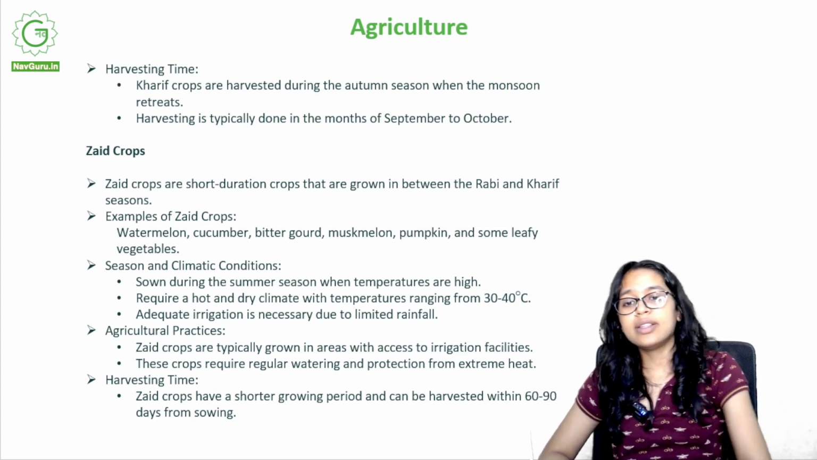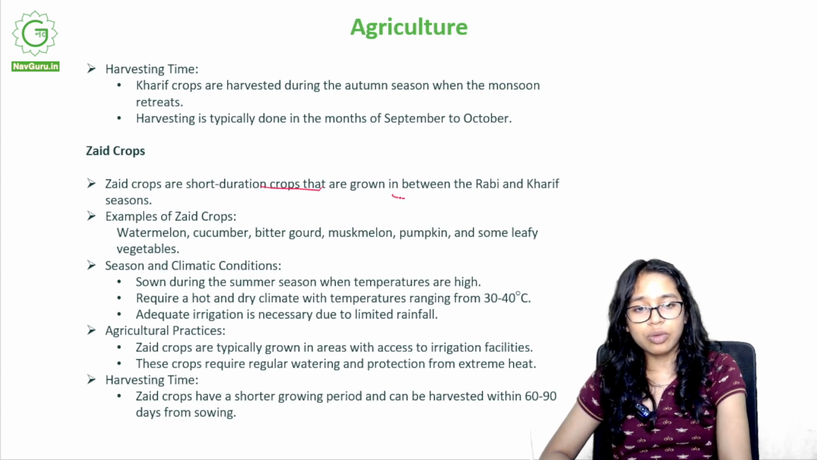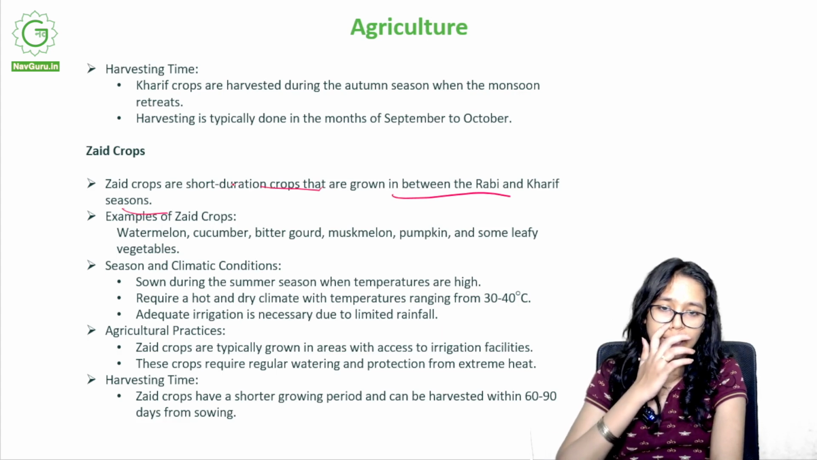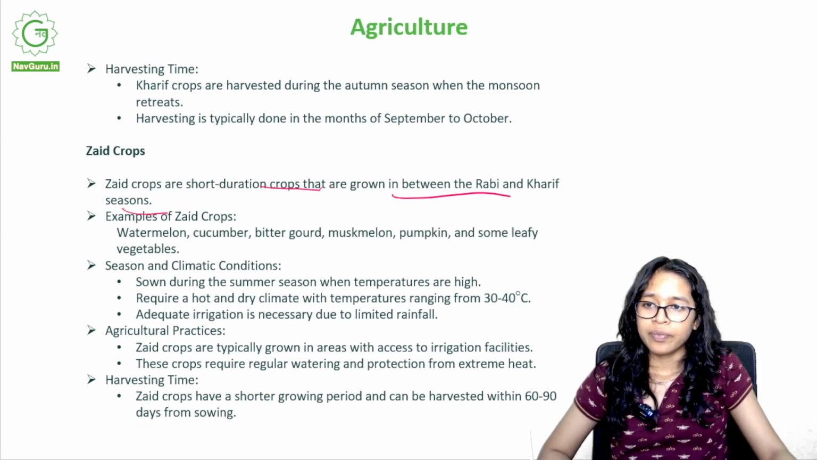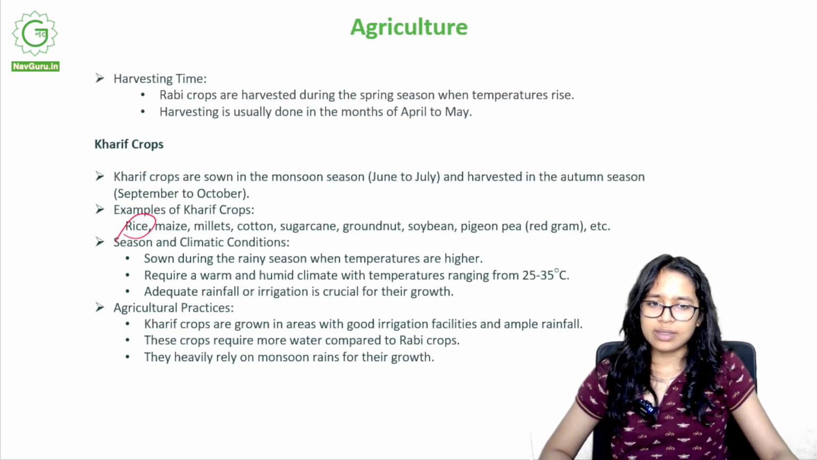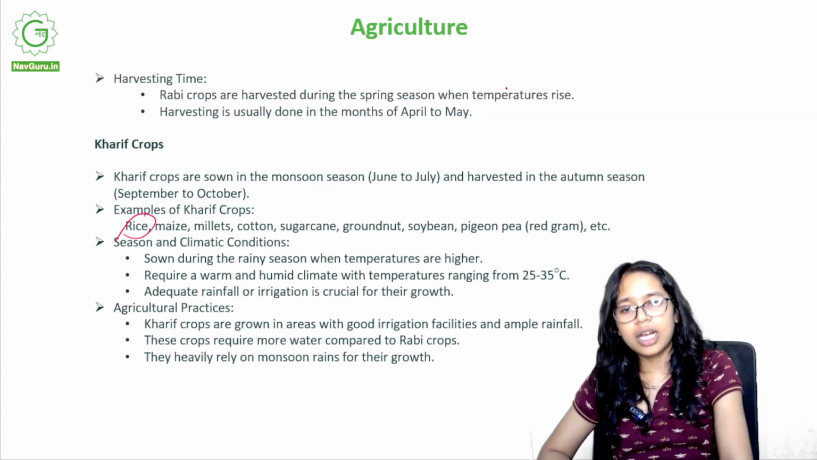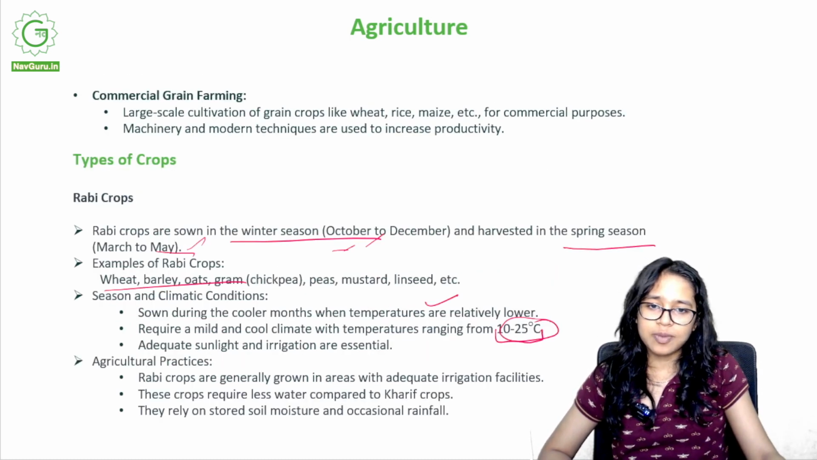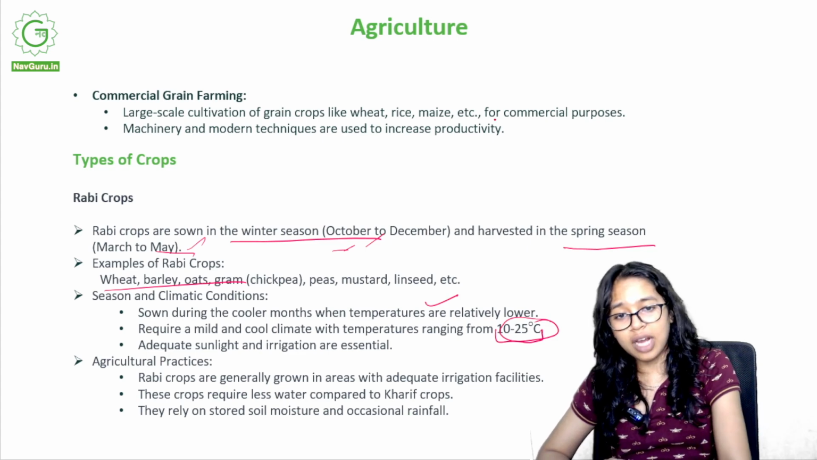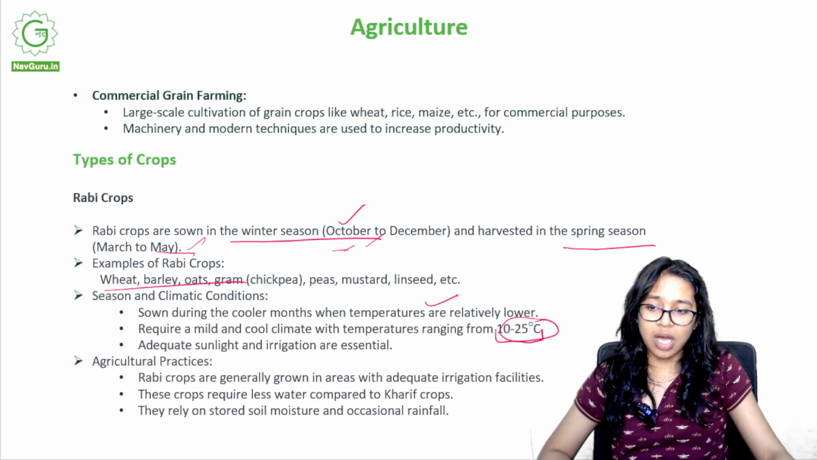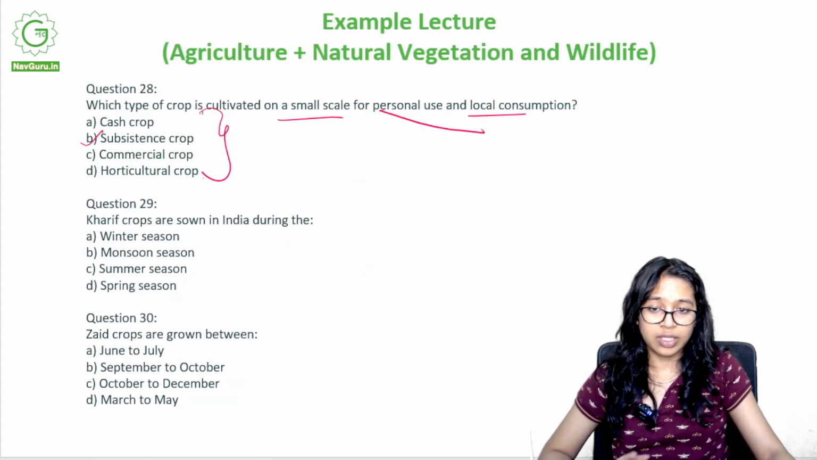And Zaid are short duration crops that are grown in between Rabi and Kharif crops. And what time is used for growing Zaid crops? Okay, let's see. Kharif crops are grown in June, July and harvested in October, and Rabi crops are grown in October and harvested in March to May. So let's see where Zaid crops fall in the next question.